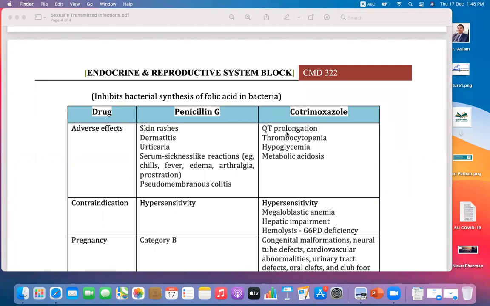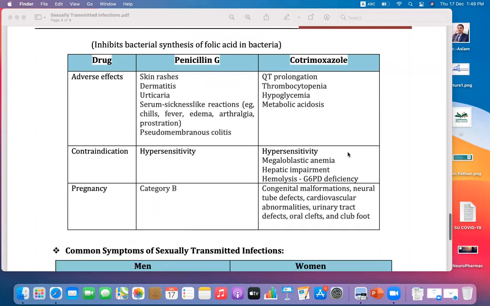Adverse effects of cotrimoxazole: QT prolongation, which is also known as Torsade de Pointes. So great caution should be taken while prescribing this drug to arrhythmia patients. Also thrombocytopenia, hypoglycemia, and metabolic acidosis, which are interrelated, as you studied in the management of diabetes mellitus. So for a person who is on insulin therapy and oral hypoglycemic drugs, great precautions should be taken while prescribing cotrimoxazole.